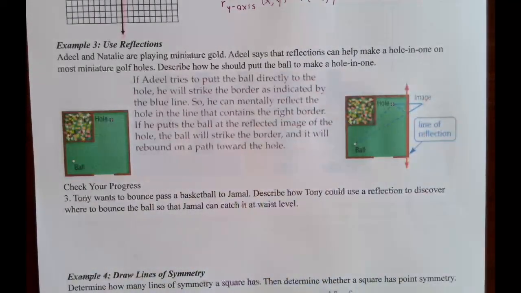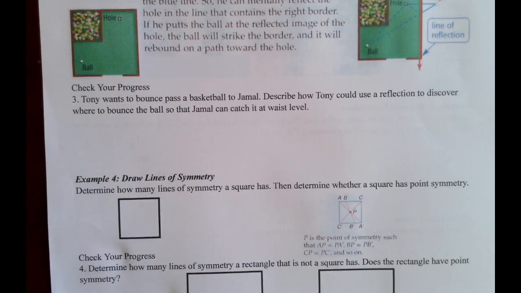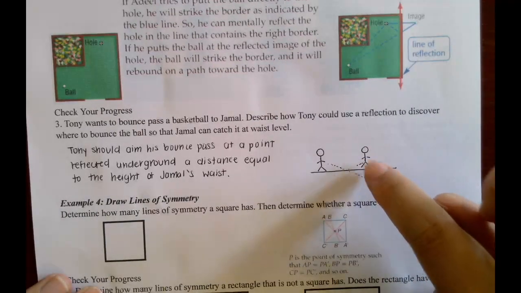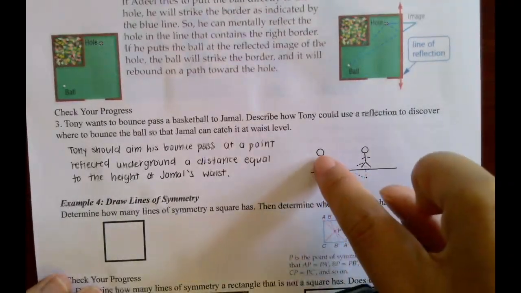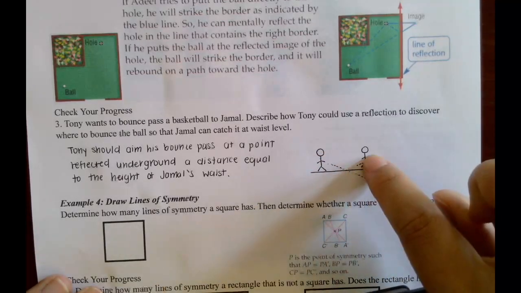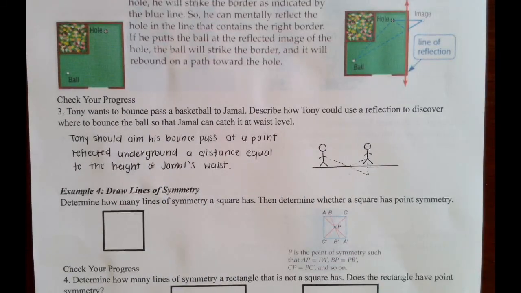Okay. So why don't you try CYP3, and then once you're done, come check the answer. Okay, so what you should have gotten is something similar to this. So Tony should aim his bounce pass at a point reflected underground, a distance equal to the height of Jamal's waist. So here's Jamal's waist, and it's reflected here. If he aims like this, it will bounce, this will reflect, and then it'll go up to here, and he'll be able to catch it. Okay, so there you go.